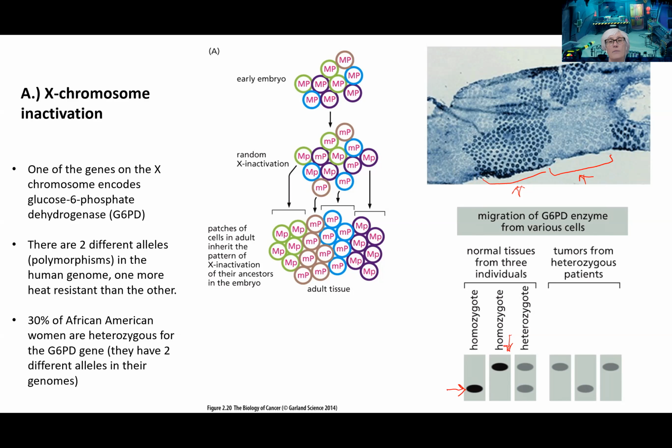In this case, it doesn't matter whether it's the heat stable or the heat labile version of the G6PD gene that's expressed. That's not contributing to the development of cancer because there are tumors that have either, but not both.